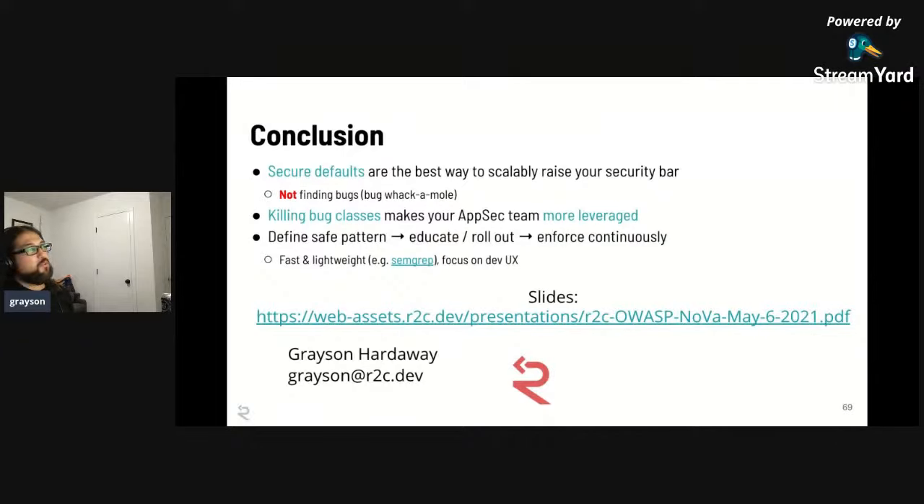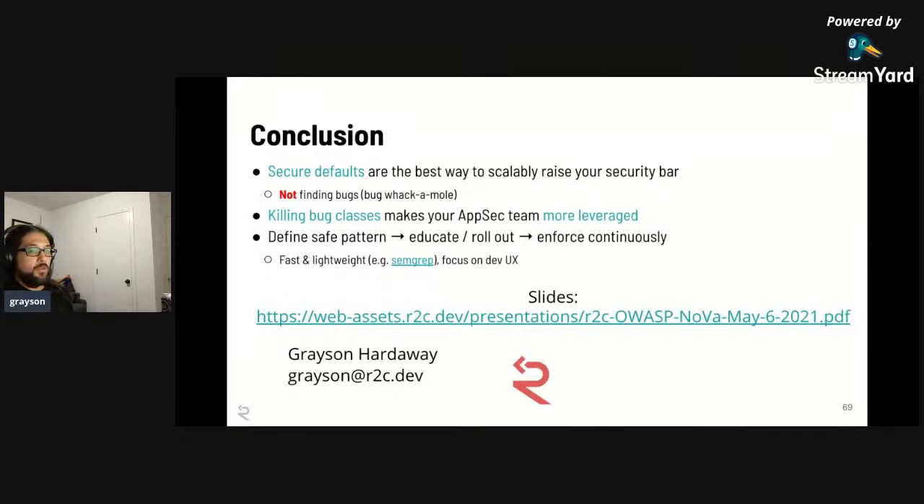Some quick concluding points. Security defaults are the best way to scalably raise your security bar. They're easy to do, easier to do at least than finding every single bug. Killing bug classes makes your AppSec team more leveraged. It gets you time back every time you deploy it. Every time you deploy a rule that's preventing a bad pattern, you get time back because you no longer have to worry about it.